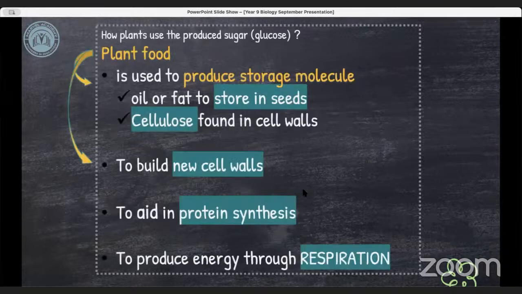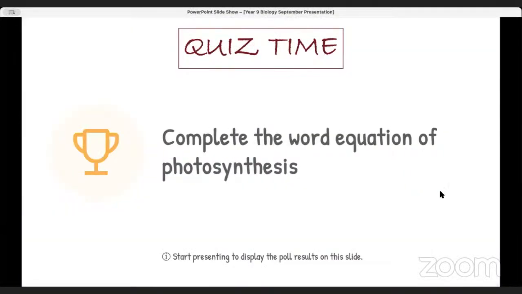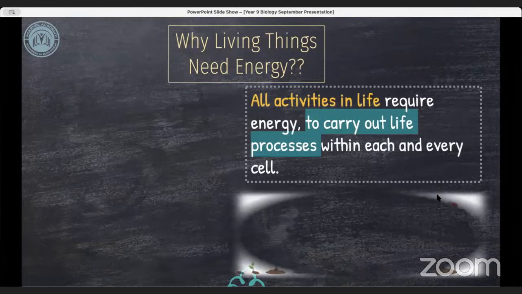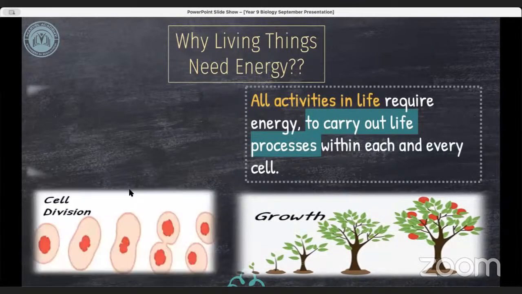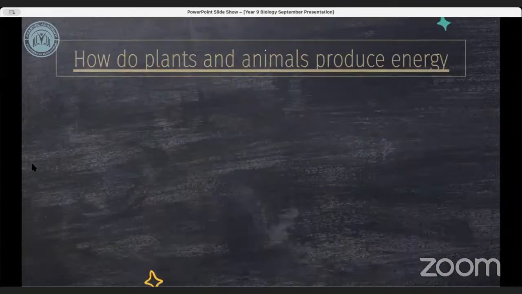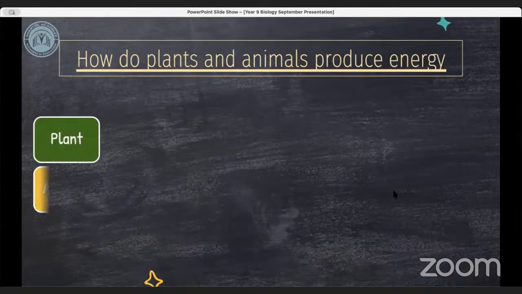And we spoke about how the plant is producing glucose, which is plant sugar. Why is it important? Because it can be used as storage. It can be used to store oil or fat, to build up new cell walls, for protein synthesis, and to produce energy from respiration. Why do living things need energy? To grow, to repair. For growth and repair mainly, right?